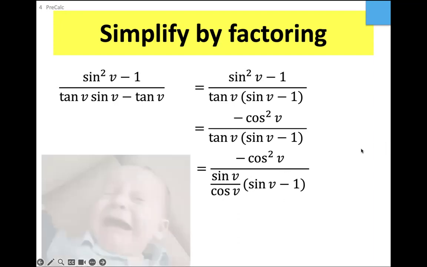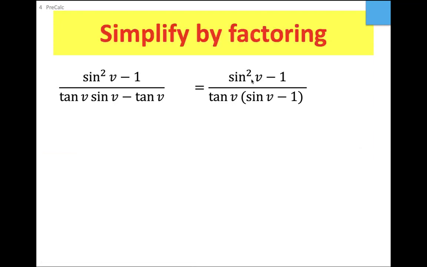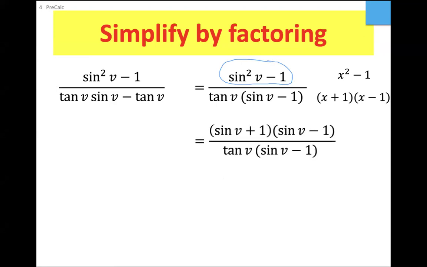Now, maybe I had one person in class who, instead of going down the wrong path, realized that this is also factorable. In fact, if you ignore the sine squared and just think of that as x squared, well, x squared minus 1 is factorable. So is sine squared v minus 1. X squared minus 1 factors to x plus 1, x minus 1. So sine squared v minus 1 factors to sine v plus 1 and sine v minus 1. And notice if I write it like that, you can immediately see that I have something to cancel. Therefore, it turns into that.